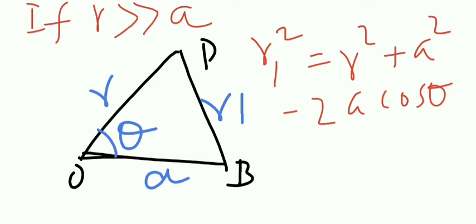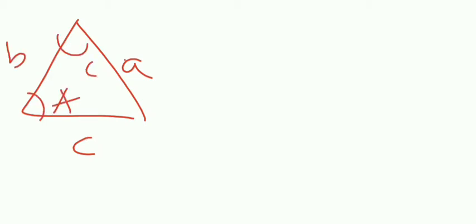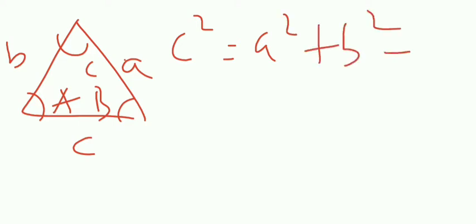Let me show the law of cosines first, then you will understand. Let us assume we have a triangle like this, with sides A, B and C. Assume this angle is A, this angle is B, and this angle is C. Then the law of cosines indicates C squared is equal to A squared plus B squared minus 2AB cos C.